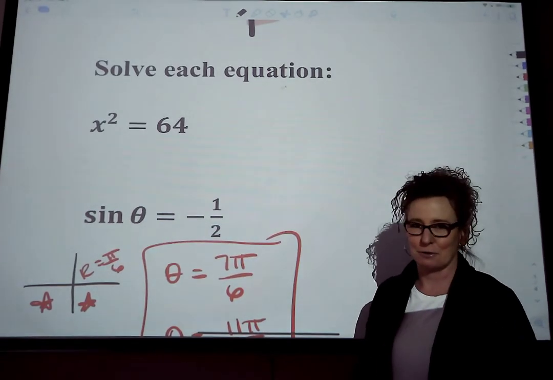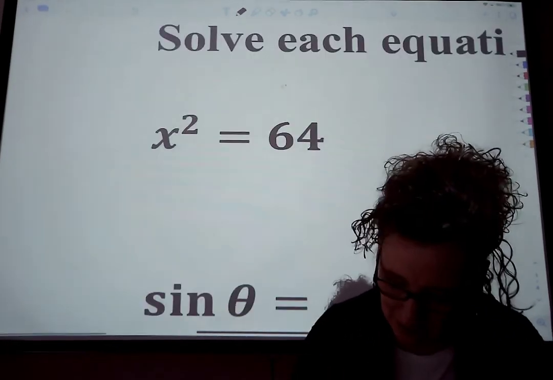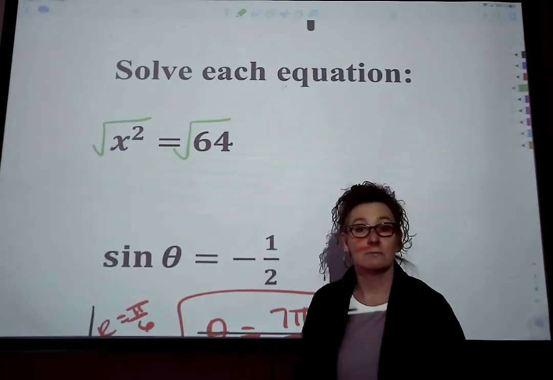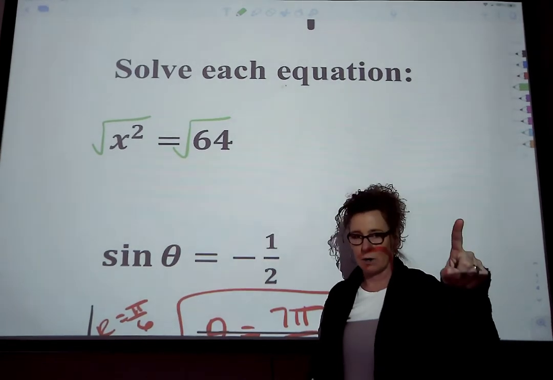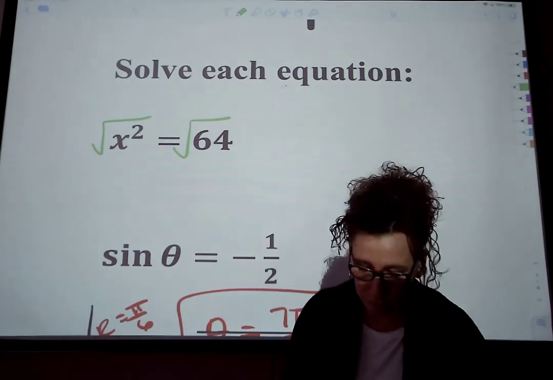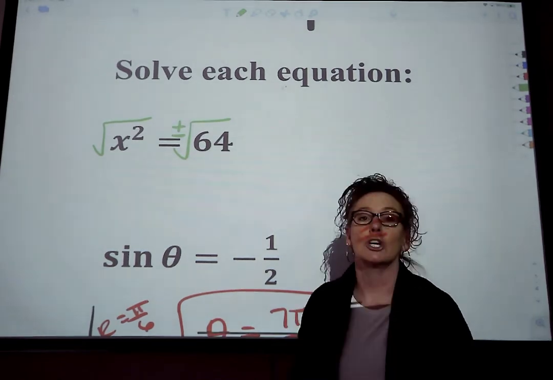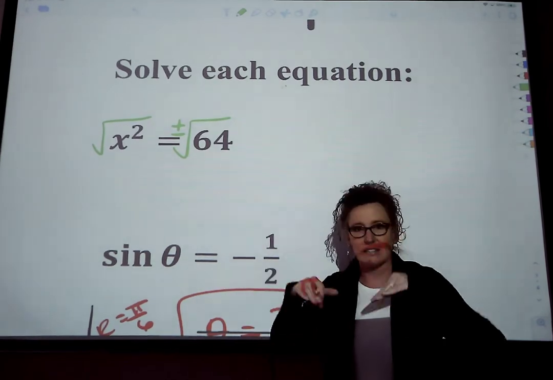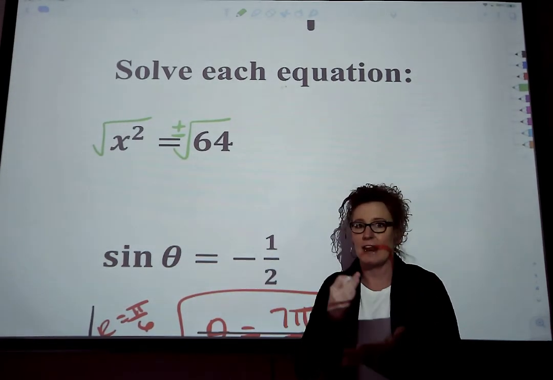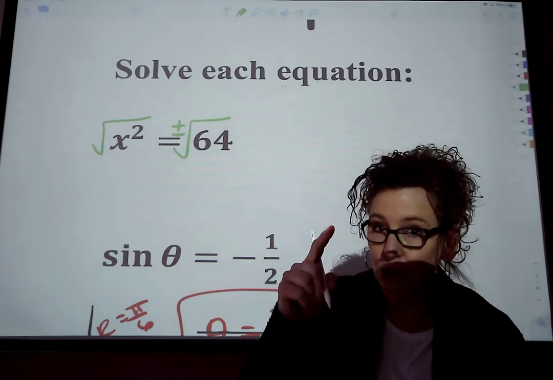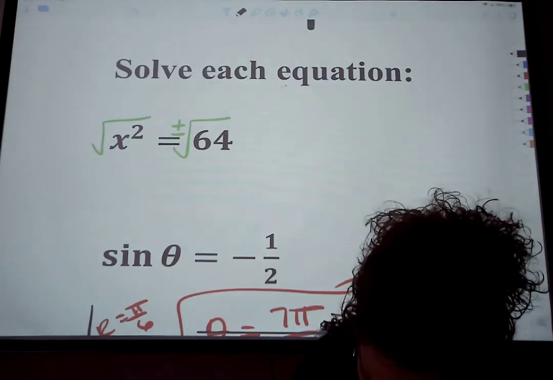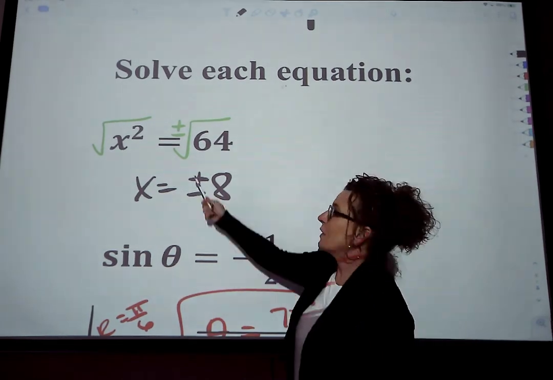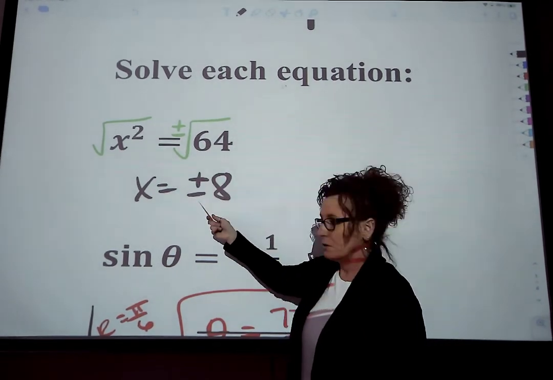What if it's up to you to solve the problem? This type of problem, you have to go, oh, I'm going to square root both sides. When you decide to square root both sides, what do you have to remember to do? Yes, you do. You're the one that put the radical on the paper. You're the one that decided to square root both sides. You're the one that has to remember the positive and the negative. It's up to you. Okay? When you do it, there's two answers.